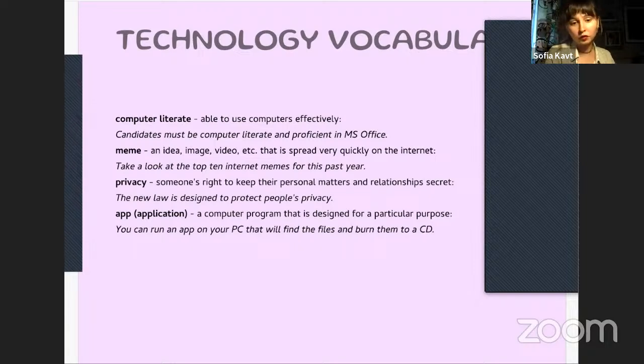And the last one is an app, short for application. This is simply a computer program that is designed for a particular purpose, but actually this term is mostly used to talk about software that can be installed on your phone or tablet, rather than software that can be installed on your computer.